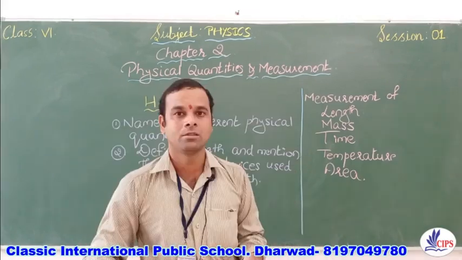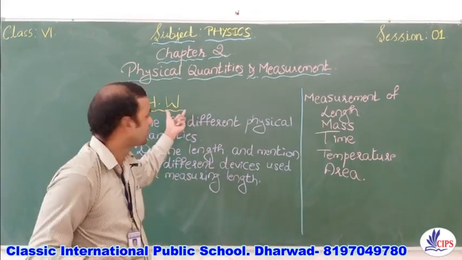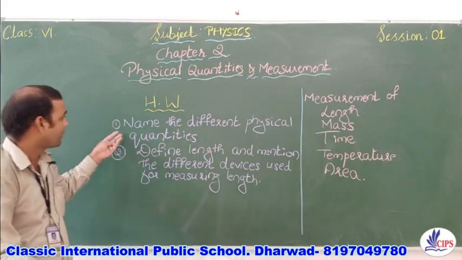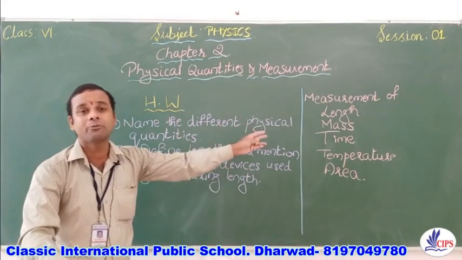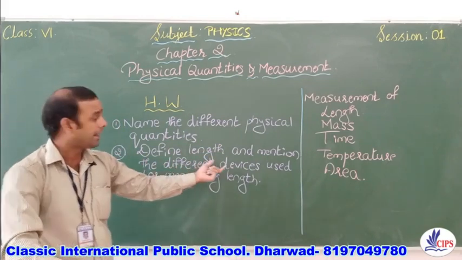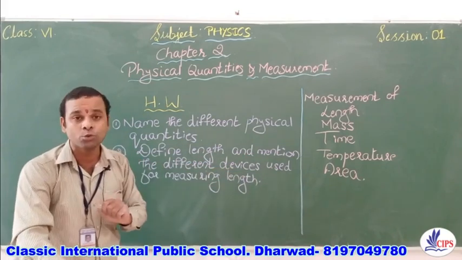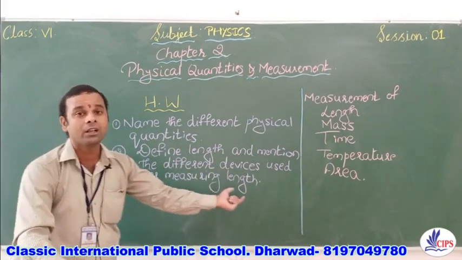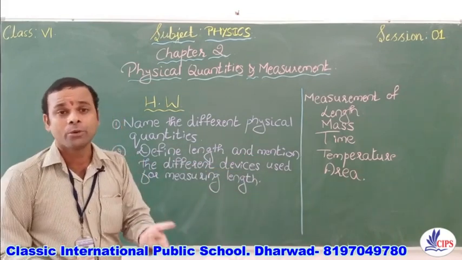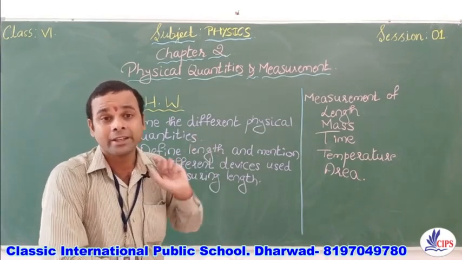Okay, children, let us end this session with a small homework. Name the different physical quantities, define length, and mention the different devices used for measuring length of different objects. We have different measuring devices as discussed, and you have to name them.